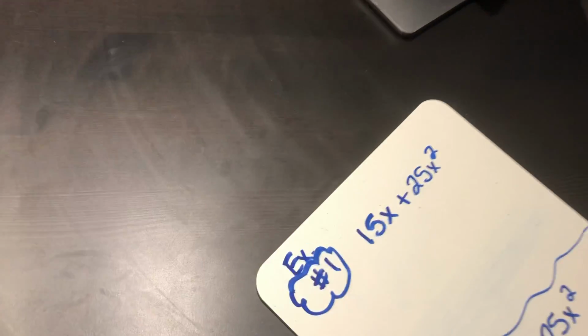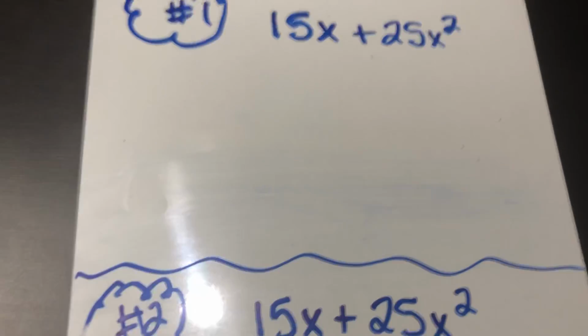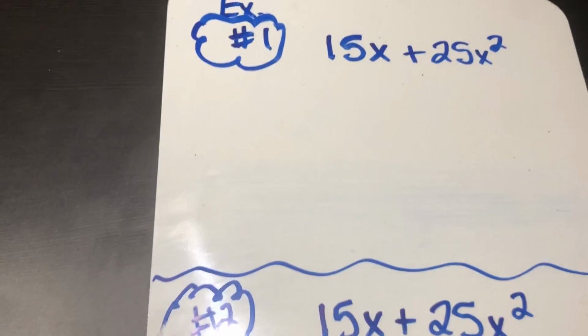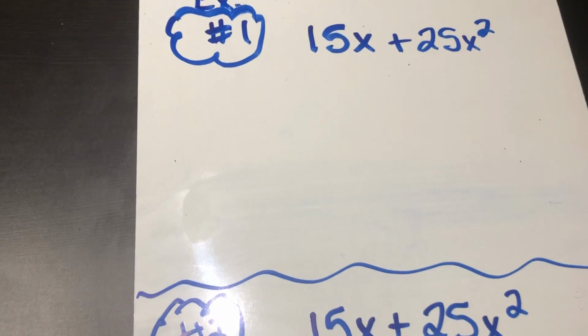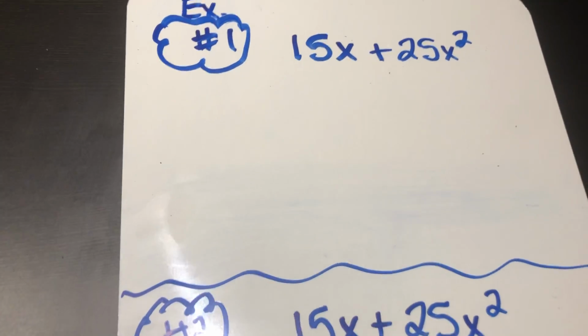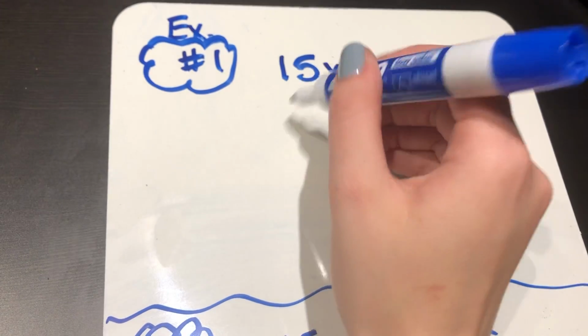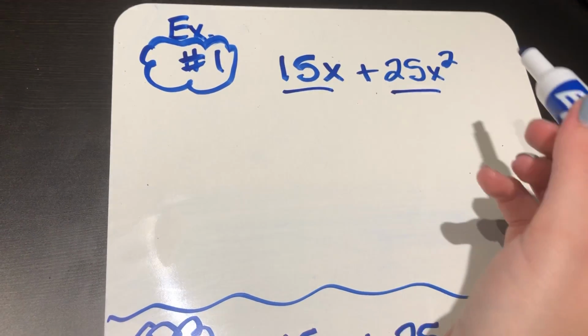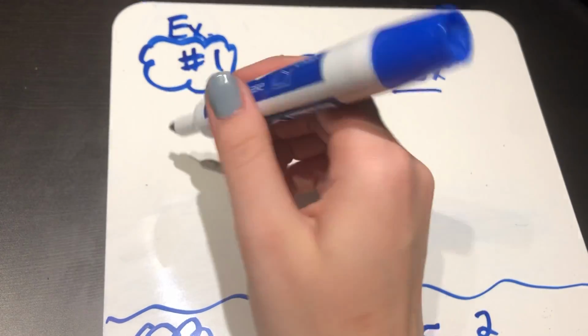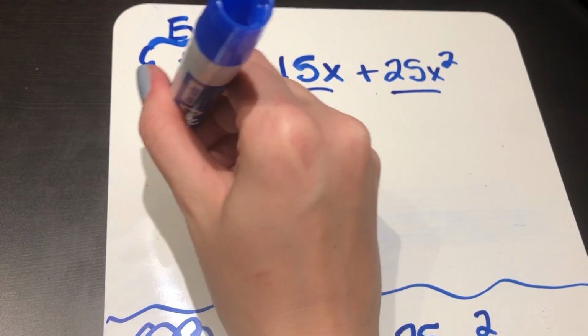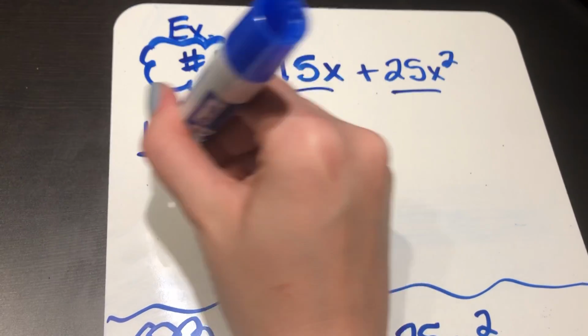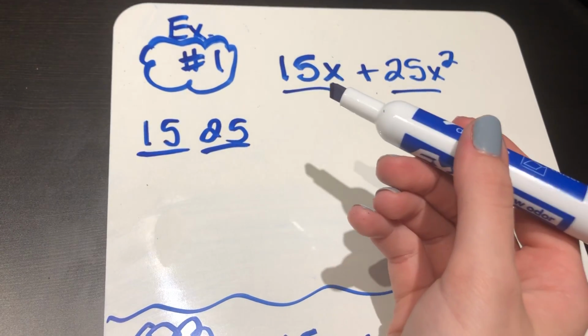Let me get it out here. Okay, so I'm going to show you two different ways, because there are two different ways to do it. Alright, so the first way. I need to find the GCF between these two. First thing I'm going to do is make a little list. So I've got 15 and 25. I'm going to list my multiples here.